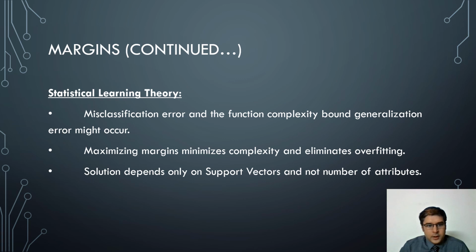Now we move on to statistical learning theory. Misclassification error and the function complexity bound generalization error. So maximizing margins minimizes complexity and eliminates overfitting. If you maximize the margin, it minimizes the complexity involved and eliminates overfitting, because in support vector machines, if we choose the best support vectors, overfitting is avoided, and the solution depends only on support vectors and not on other things like the number of attributes. So this we have discussed earlier as well. We choose the best support vectors so that we can ignore other training points.